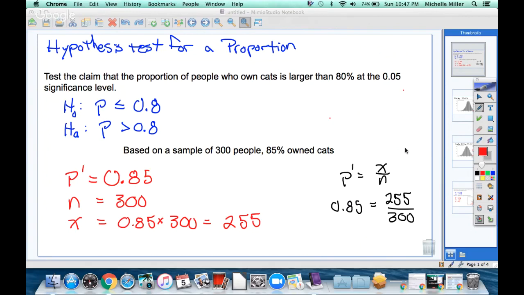Now the sample proportion: that means we surveyed some number of people, and of those people, a certain number ended up being positive for whatever we're looking for, in this case, owning cats. So here, based on a sample of 300 people, 85% own cats. The 85% is my sample proportion, which is sometimes called P prime. Often it will also be called P hat, P with a little hat on top. P hat and P prime are the same thing. They're the sample proportion.